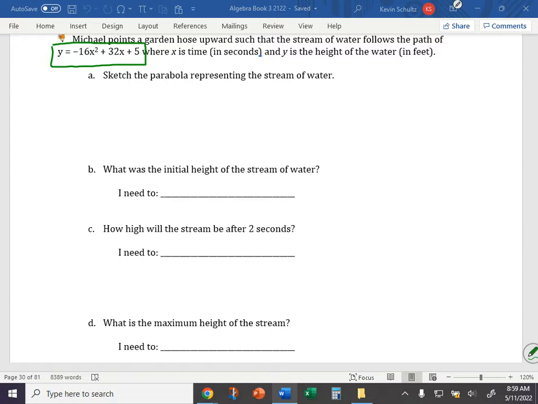So let's sketch the graph representing the stream of water. And here's where we're going to be working with that top right part of the parabola, because can you have a negative time? No. If you're watering your garden, you can't go back in time.